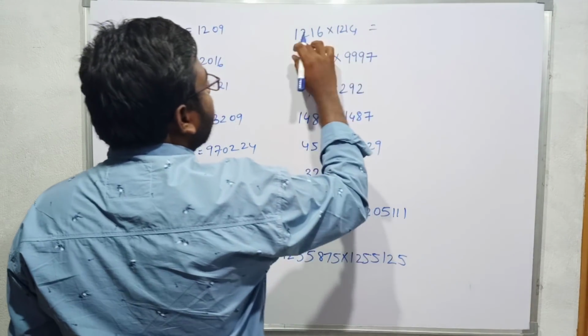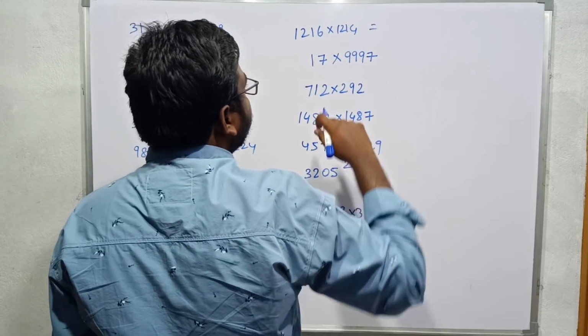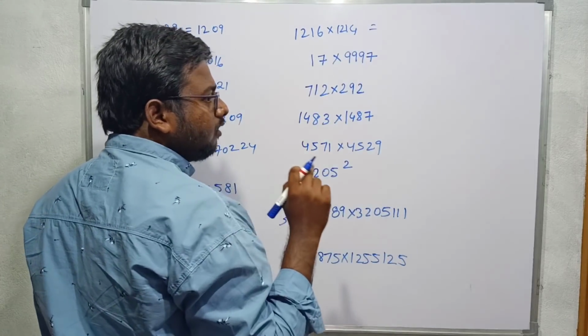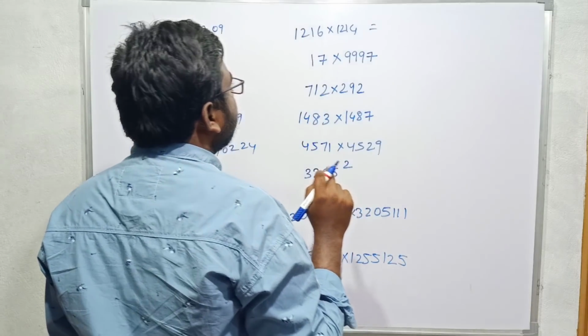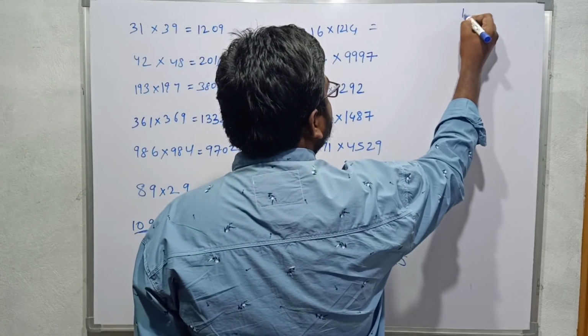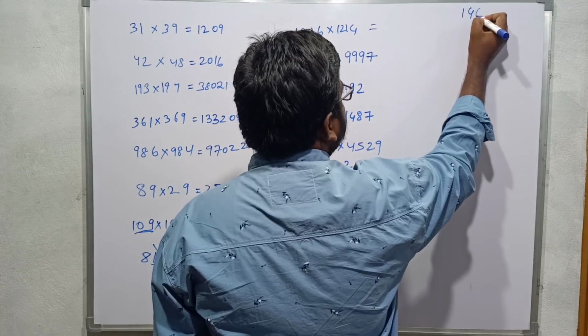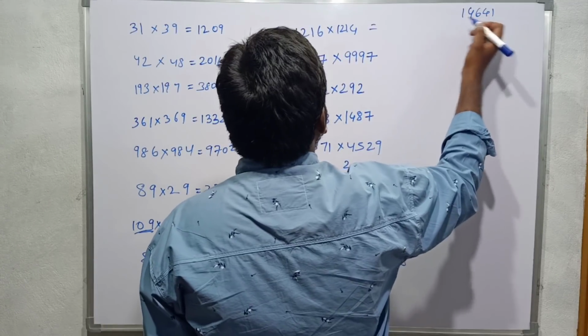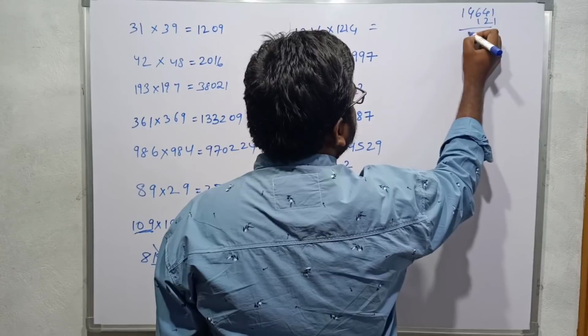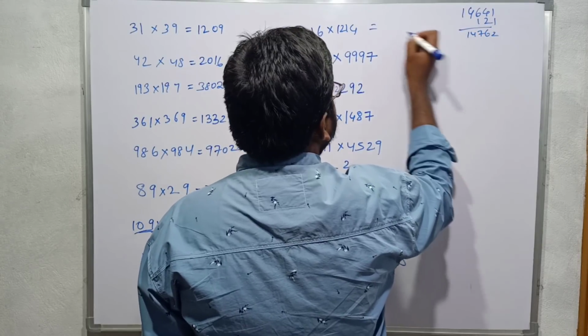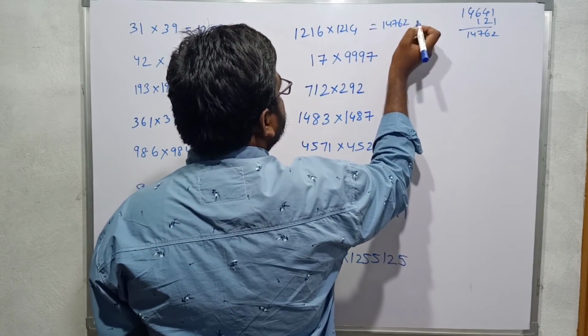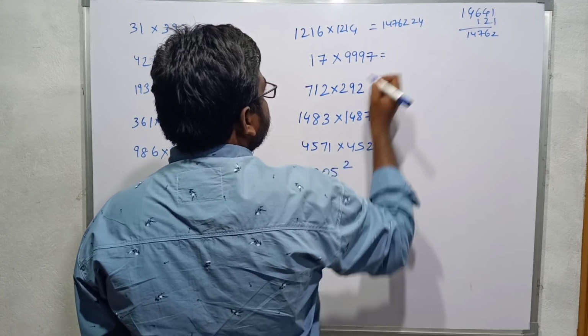For example, this is 1216 1214. I have to calculate 6 plus 4 is 10. I have to calculate 121 into 122. 121 square is 14641, and if I add 121 to this, 14762. 1476224 will be the result for this.